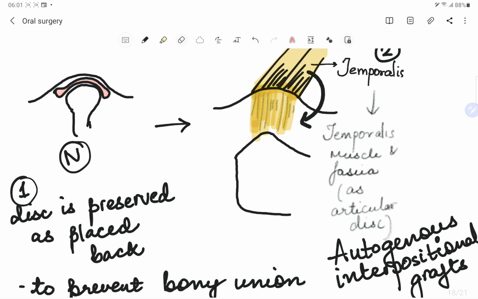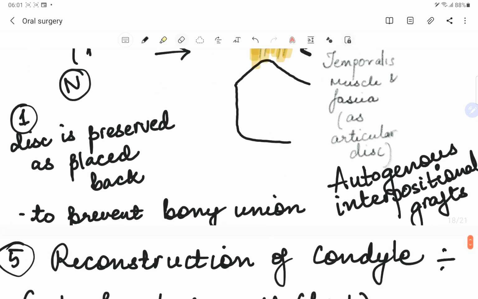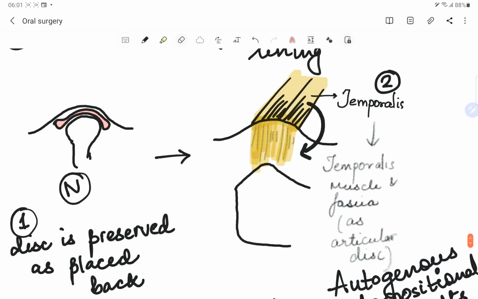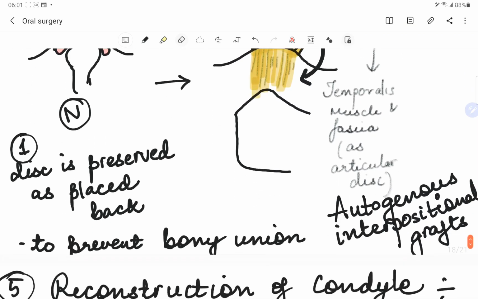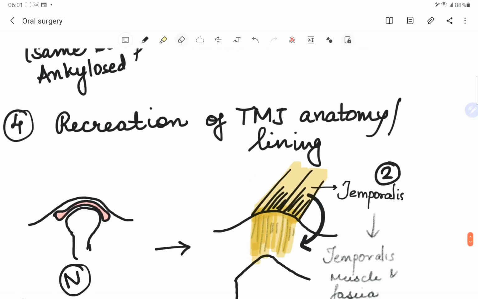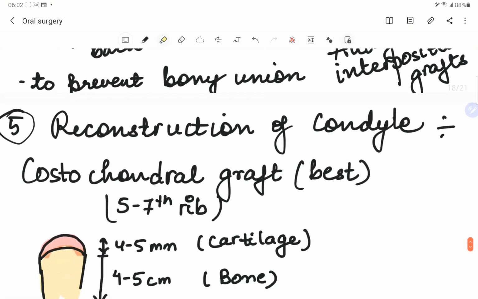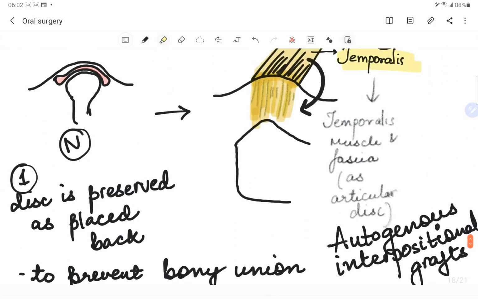Or what we can do is, we can take this autogenous interposition, but mostly we take the temporalis muscle. So let's be clear about it. We take the temporalis fascia, especially the temporalis fascia. So you have to remember this, that we take the temporalis fascia and then put it between the gap we have created.